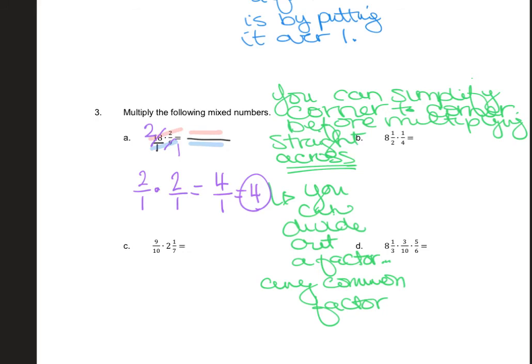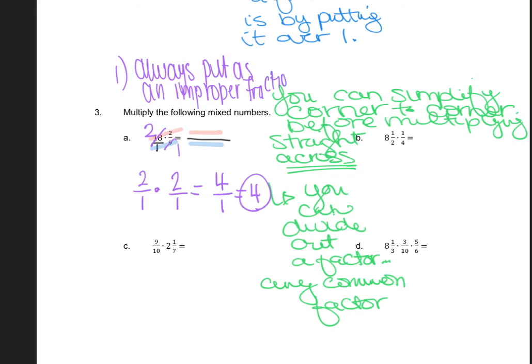All right, so letter B, first step, always put as an improper fraction. So here we're going to make this 17 over 2 times 1 over 4. I can't do any corner to corner cancellation or simplifying, so I'm just going to multiply straight across, so I get 17 over 8. I can't simplify, so I'm done.